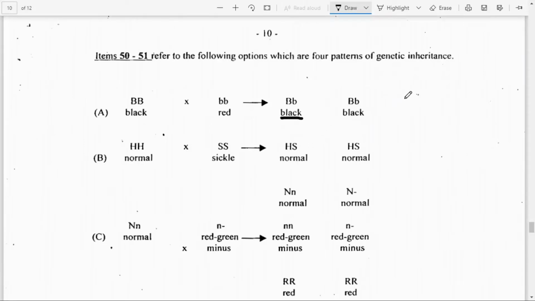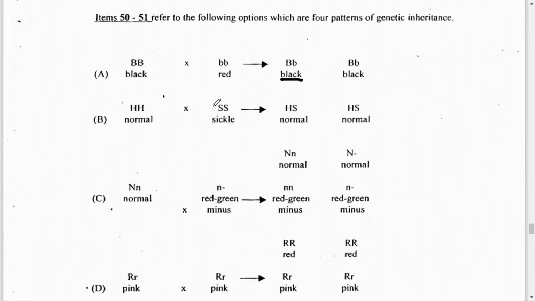That's complete dominance here for A. For B, you have big H being normal and big S being sickle. Now, big H, big S together is still normal, so there is no blending in the phenotype here. So that's not incomplete dominance.